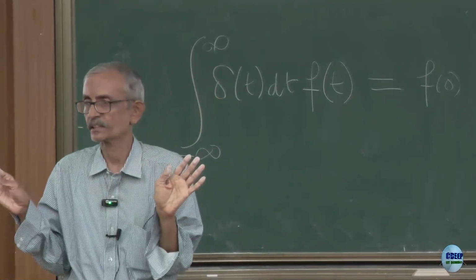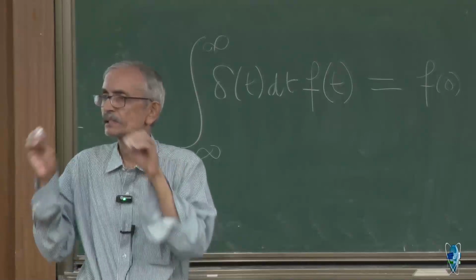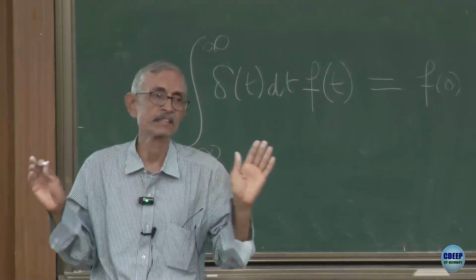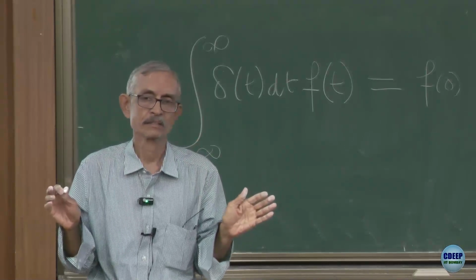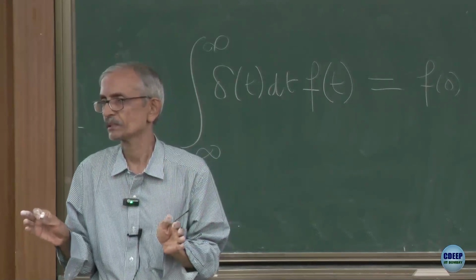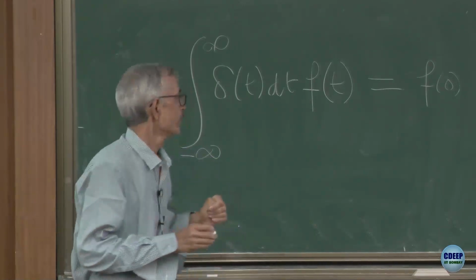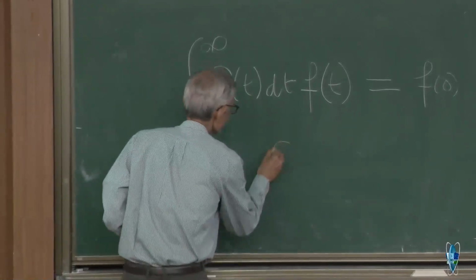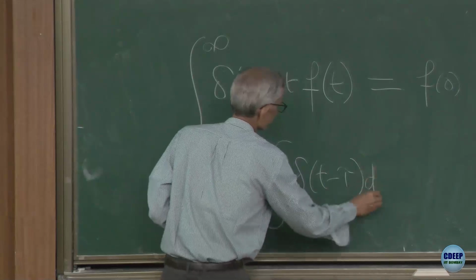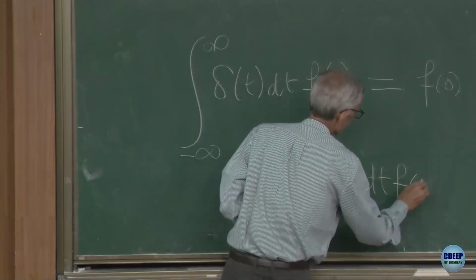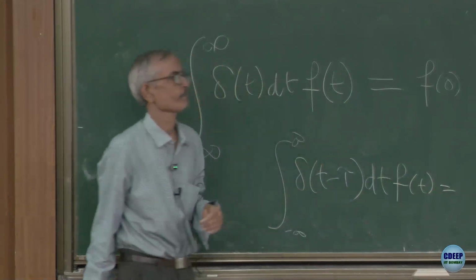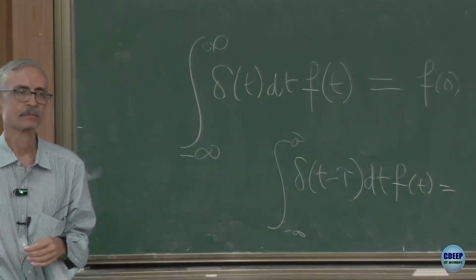I understand delta dt integral equal to 1. Delta I don't understand, but that's perfectly fine. But I should understand what is delta dt integral. In an integral sense, the delta makes sense to me, right? The delta on its own may or may not make sense to me, okay? Alright, so now suppose I say delta t minus tau dt ft. What is that going to be equal to?